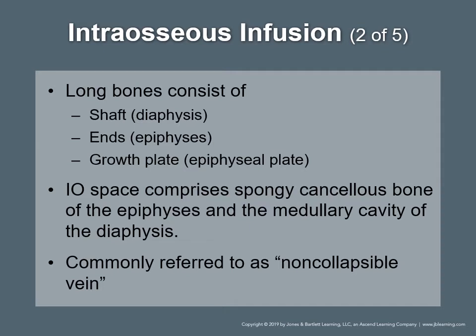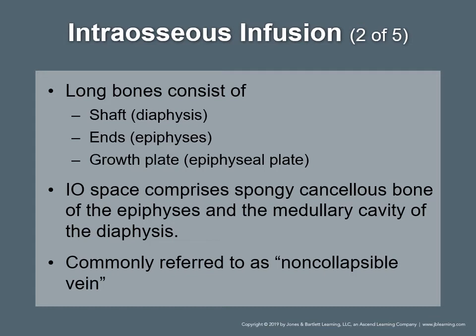Long bones consist of a shaft or diaphysis, the ends, the epiphyses, and the growth plate, the epiphyseal plate. The IO space comprises the spongy cancellous bone of the epiphyses and the medullary cavity of the diaphysis. The IO space is commonly referred to as a non-collapsible vein.